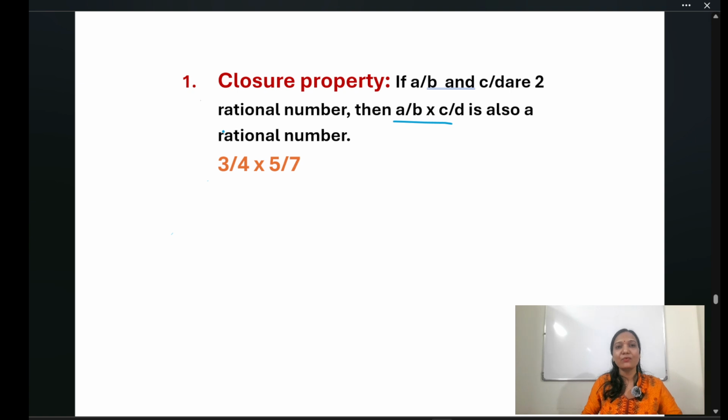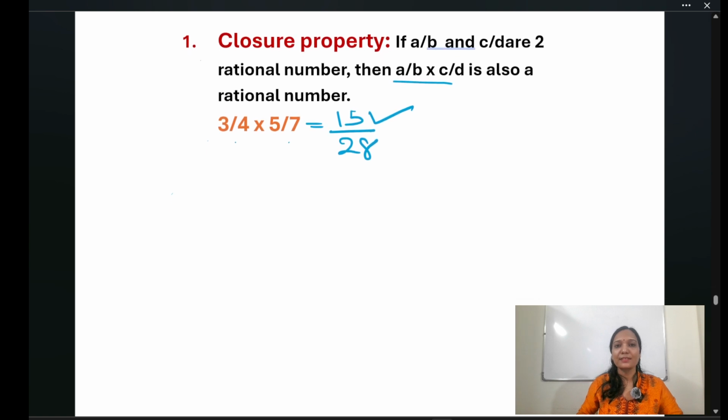That means 3 by 4 into 5 by 7 if we take as an example. So let's see what we'll get here. 3 into 5 which is 15 by denominator 4 into 7 which is 28. This is also a rational number. This is a by b, this is c by d, this is one new number, that means the product of these two. This is also a rational number.